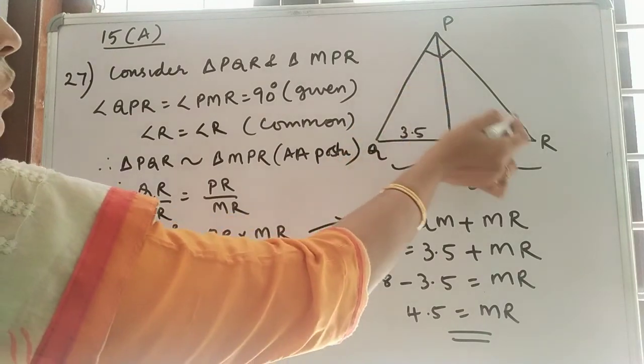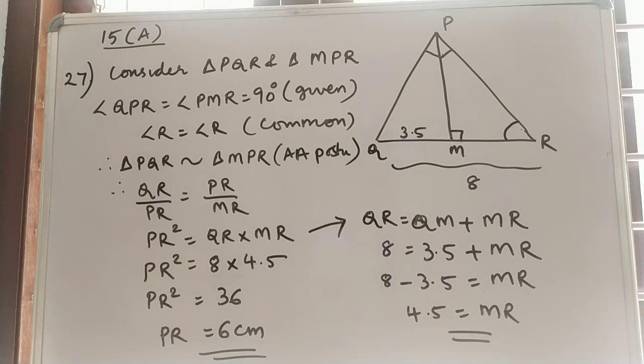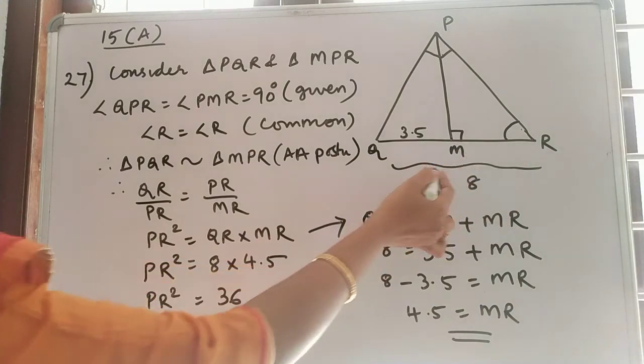If you are considering these two triangles, this angle R is common in both the triangles. So angle R is equal to angle R, common. So we can say that triangle PQR is similar to triangle MPR using AA postulate. Since these two are similar, we can write the proportionality QR divided by PR is equal to PR divided by MR. Cross multiply. PR square is equal to QR into MR. PR we want to find out. So PR square is equal to QR, given as 8.